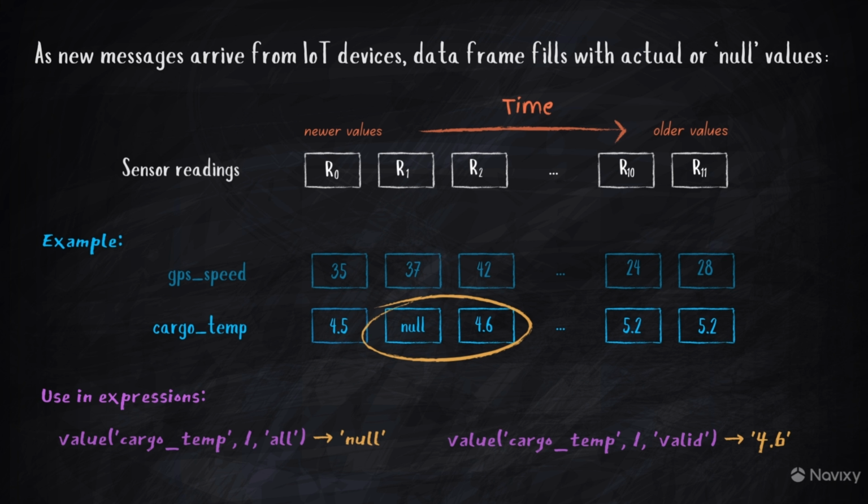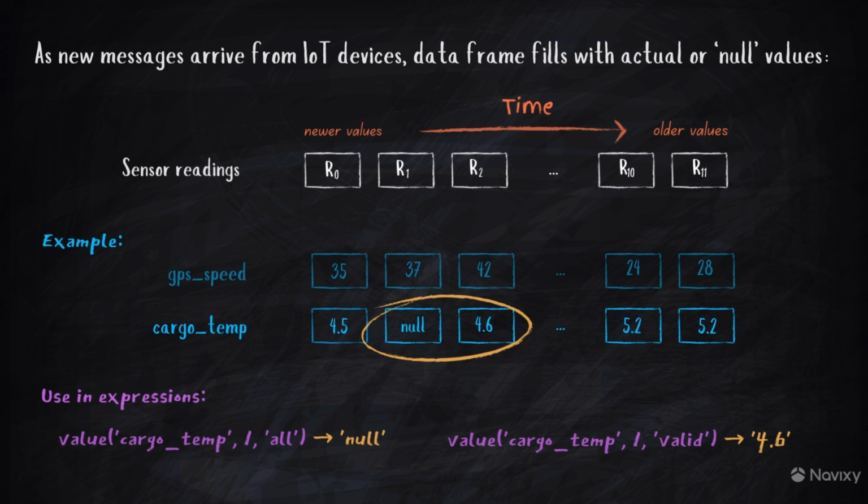See that null value? This is where the expression language demonstrates its versatility. By using different validation flags, we can either include or exclude these null values in our calculations. For instance, value cargo temp 1 all would give us null, while value cargo temp 1 valid returns 4.6. This flexibility allows you to handle missing data elegantly, ensuring your analyses and transformations are robust and accurate.